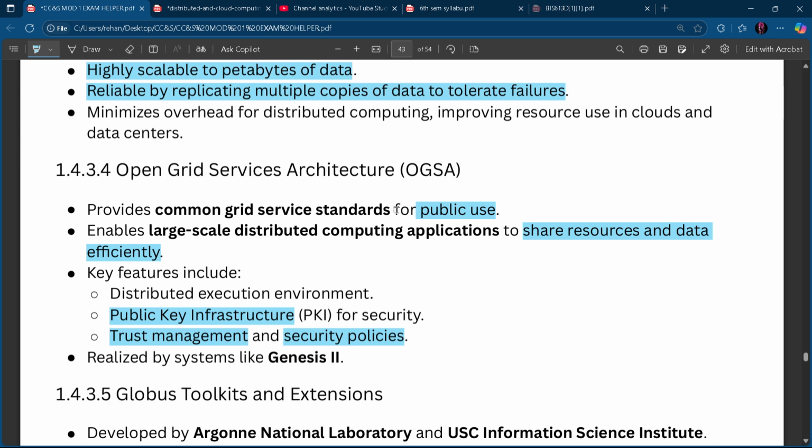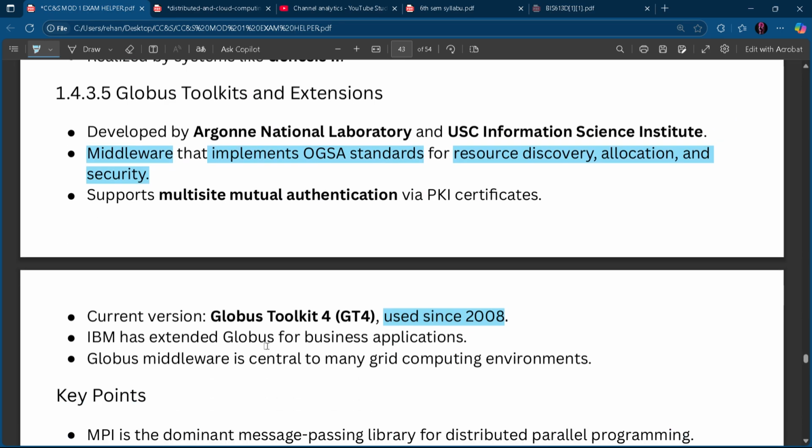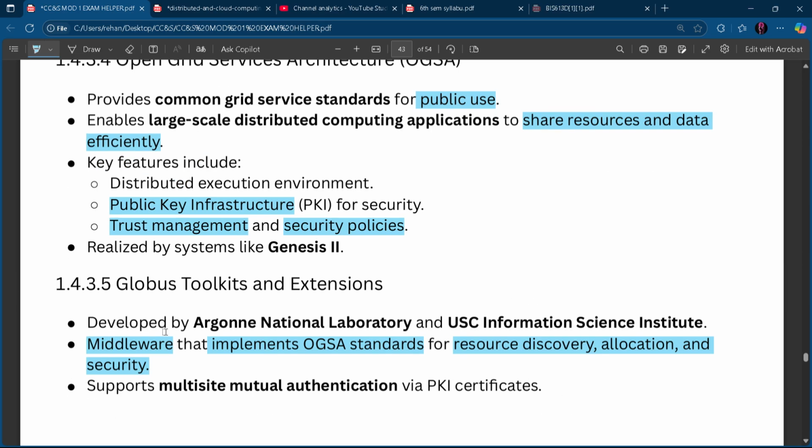Open grid service architecture, OGSA, provides common grid service standards for public use. We have grid applications for public use as well. It enables large-scale distributed computing applications to share resources and data efficiently, like posting on Instagram and so on, social media posts. Key features include distributed execution environment, public key infrastructure for security, trust management, and security policies. Globus Toolkit is just like a middleware that implements these standards.